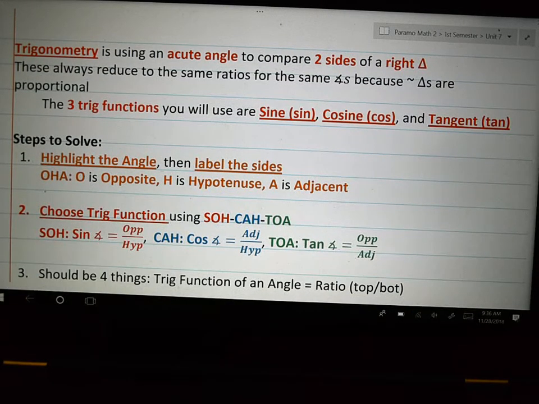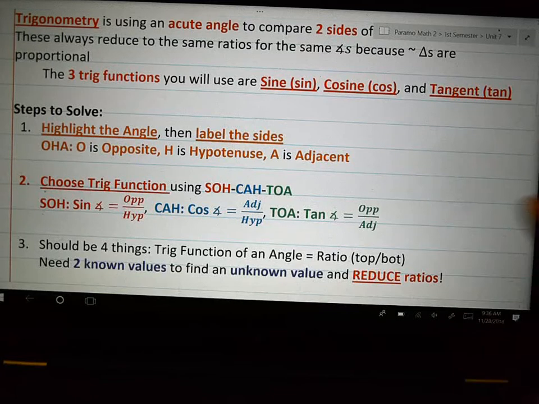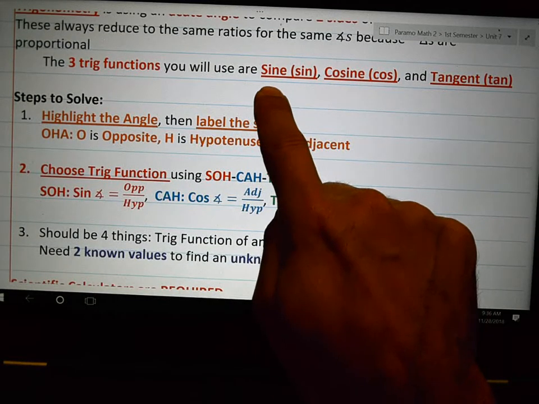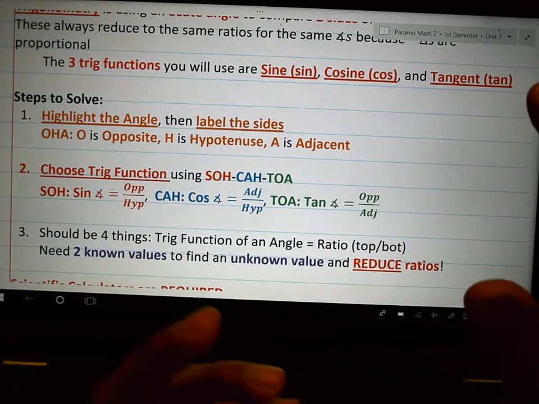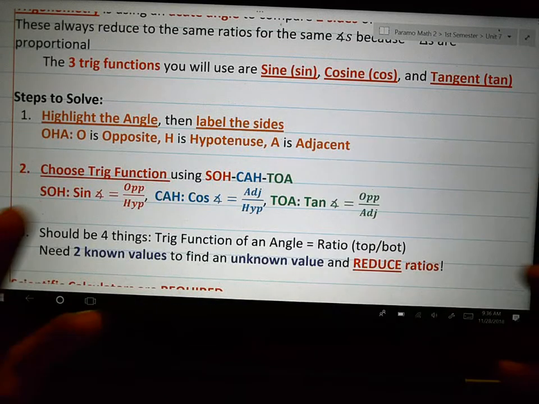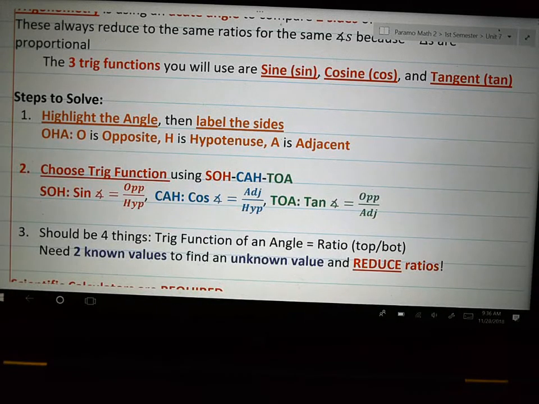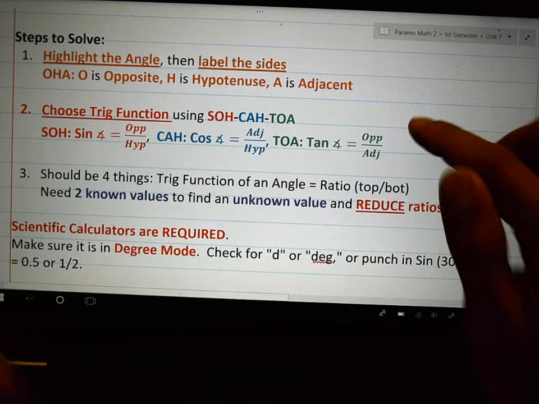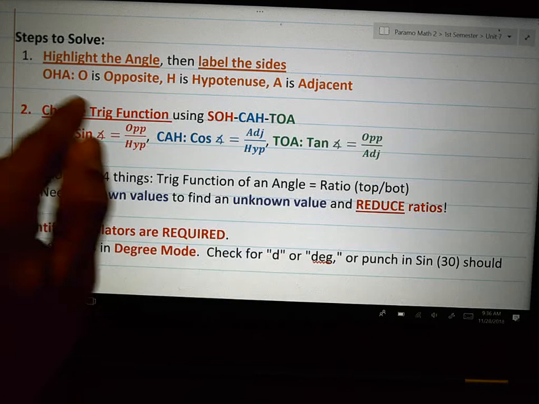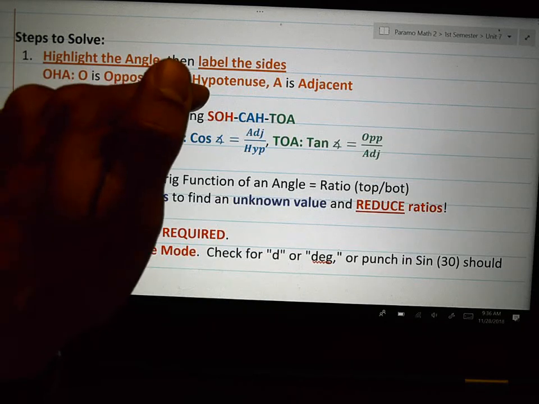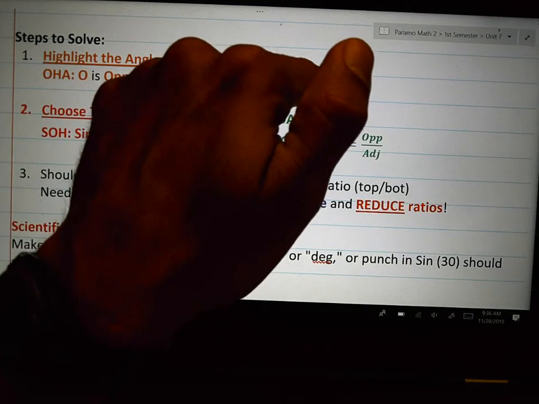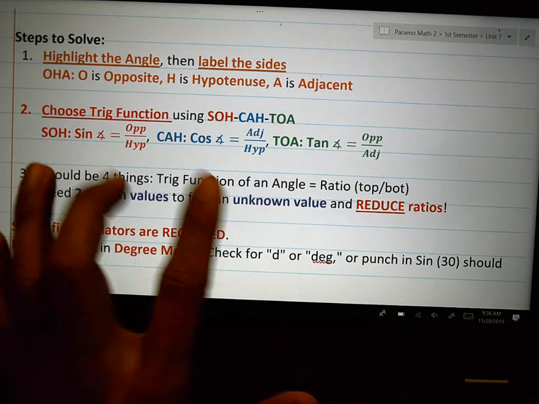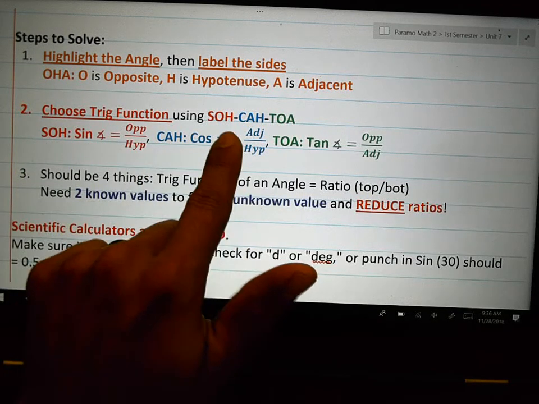Second thing. Now that we've talked about calculators, trigonometry is going to be based off of 2 sides of a right triangle. And sine, cosine, and tangent are going to compare 2 of the sides. It's going to be based off of an angle. And so what we're going to do is figure out which side is the opposite, which side is the hypotenuse, which side is the adjacent.